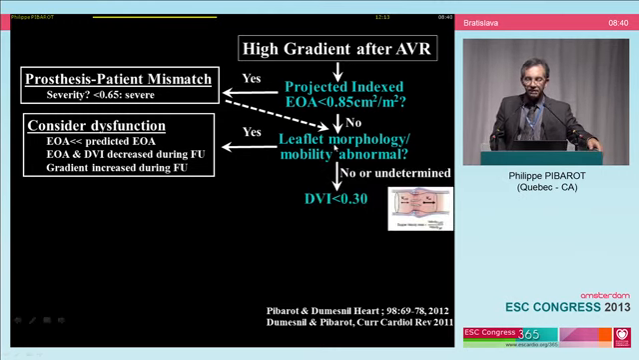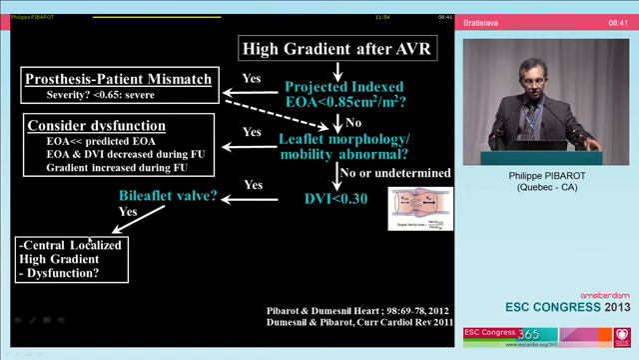Now, on the other hand, if the leaflet morphology and mobility is normal or is undetermined because the imaging, again, is often difficult with prosthetic valve by transthoracic echo, this is where we look at the Doppler velocity index. And if it's lower than 0.30 and the valve is a bileaflet valve, such as the patient we are talking about now, well, the most likely diagnosis is this central localized high gradient, this artifact, if you will. But still, there could be a dysfunction.